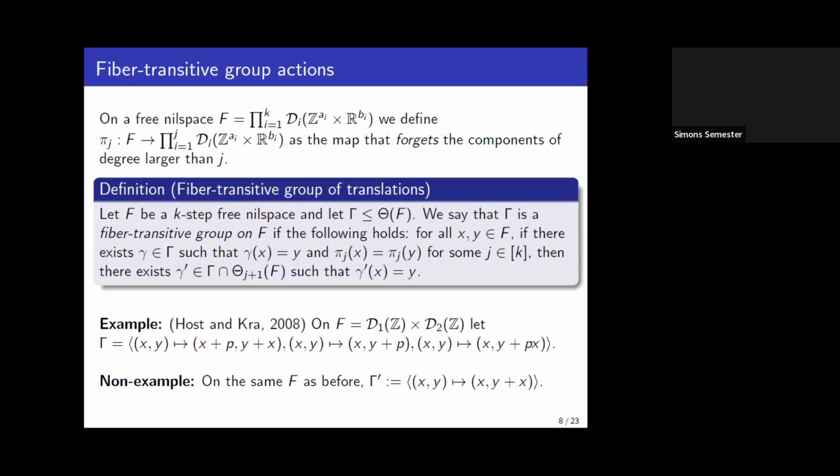Sorry, this is bad style of writing. This is if for any x and y and any j and any gamma you have this equation, then you have gamma prime.